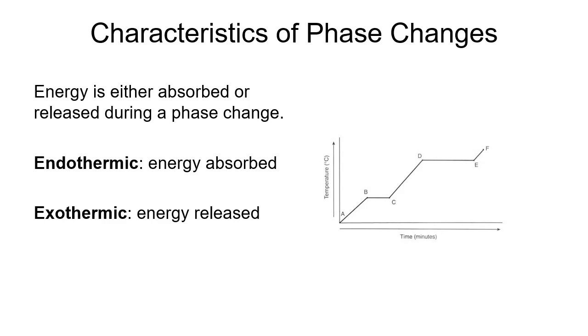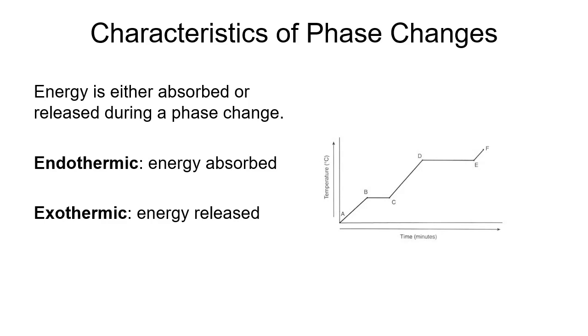During the phase change, energy is transferred between a substance and its surroundings. Sometimes we'll refer to the substance as a system. More about that in physics next semester. The direction of the transfer depends on the type of phase change.